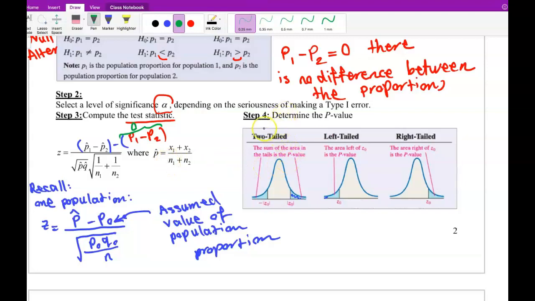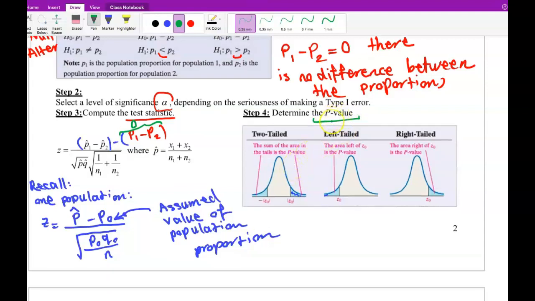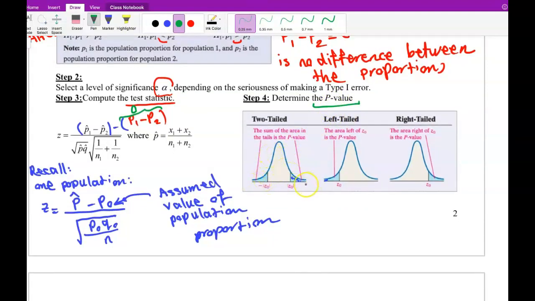Okay, then step 4, we should find the p-value and then compare it with alpha. So p-value, again, same thing. When it's two-tailed, p-value is the sum of the areas in the tails, and here when it's left-tailed, p-value is the area left of Z, and here when it's right-tailed, p-value is the area right of Z.